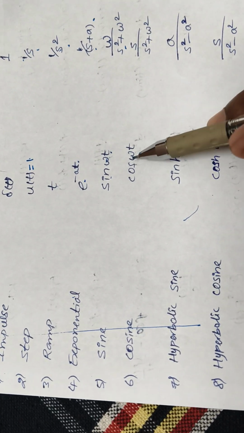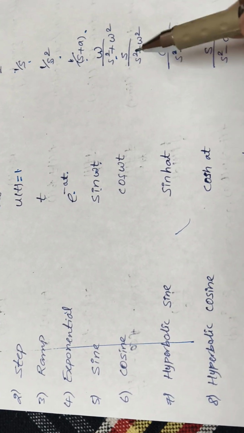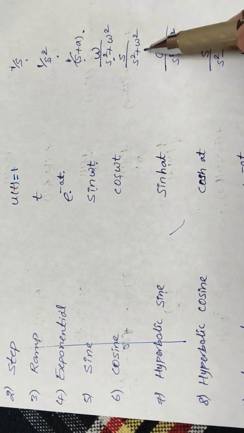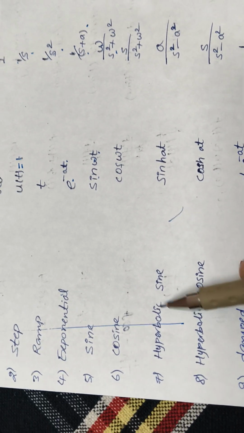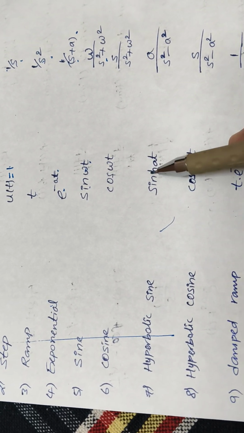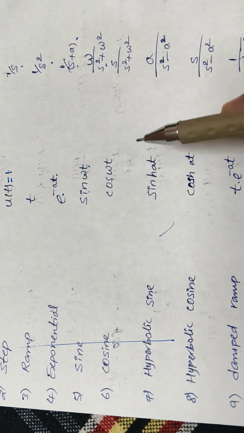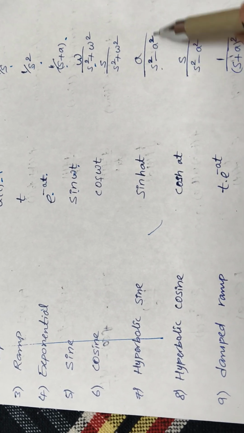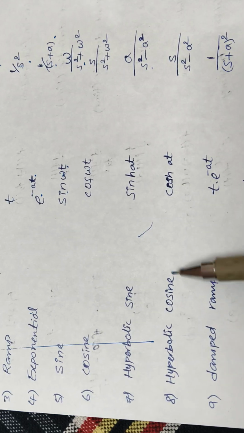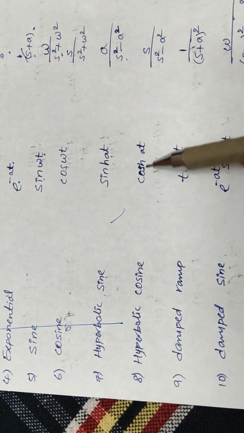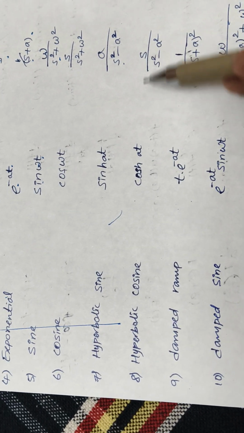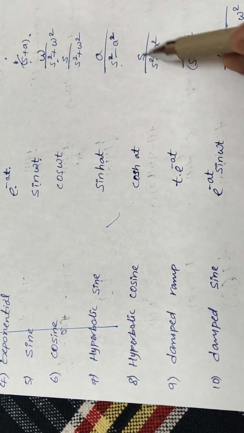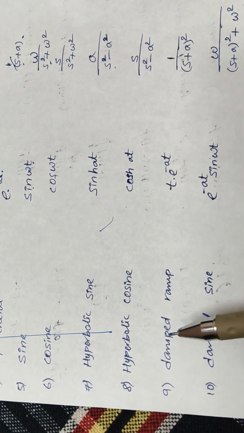Cosine representation in the time domain, cos omega t. If you apply the Laplace transform, you will get s by s square plus omega square. Hyperbolic sine, sinh at. If you apply the Laplace transform, you will get a by s square minus a square. Hyperbolic cosine, cosh at. By applying the Laplace transform, you will get s by s square minus a square.